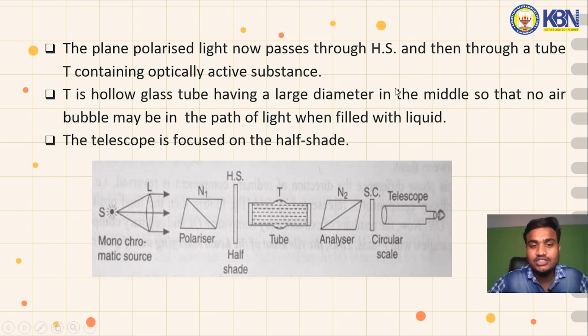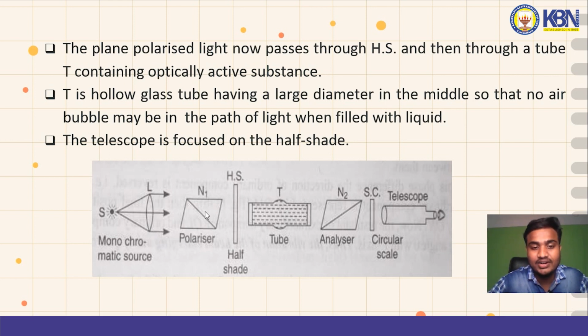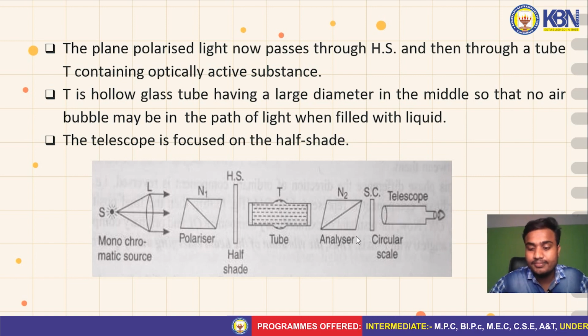Okay, the telescope is focused to the half shade Hs. Now, when polarized light falls on a lens, the light rays become parallel and pass on to a polarizer, then pass through the half shade and tube, and fall on the analyzer. After passing through the polarizer, the light ray becomes plane polarized light, and the analyzer will detect it, and it will be seen in the telescope.